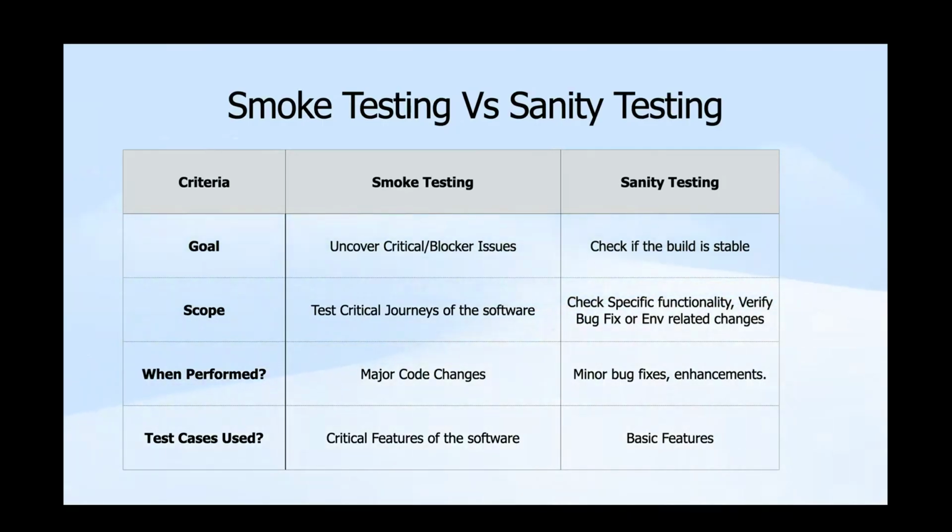An example of sanity testing would be, let's say there was a bug identified on the login page of the application where on clicking the login button, an error message was thrown denying the user to login. Once this issue is fixed, a sanity test would involve quickly checking that the login functionality is working and the user is able to log in successfully.